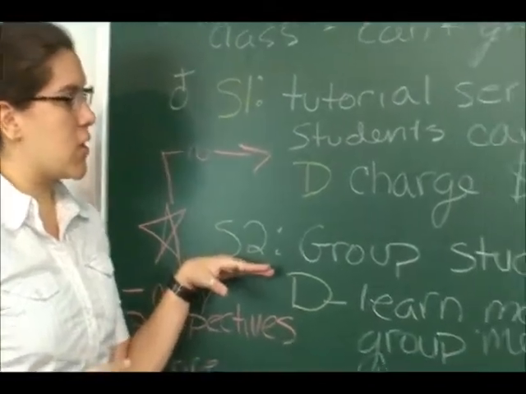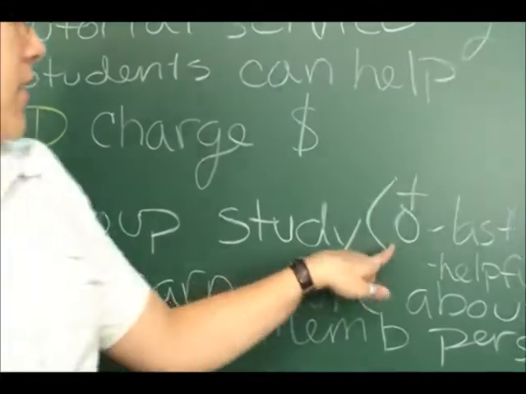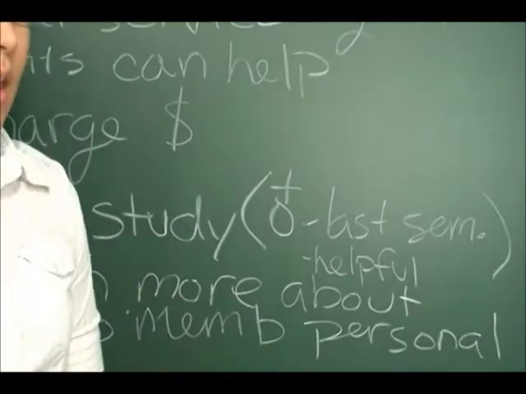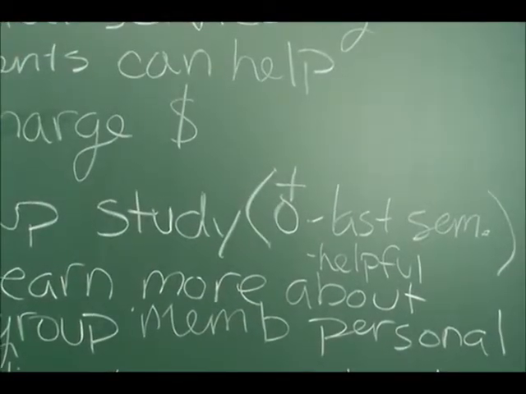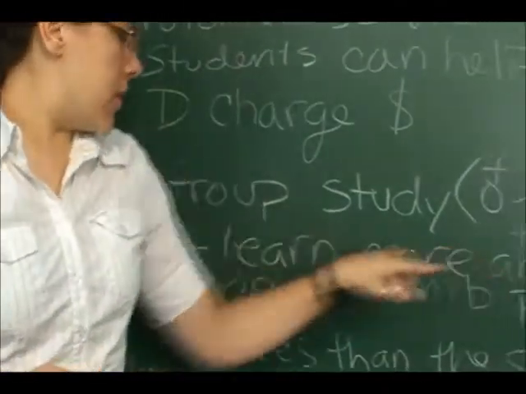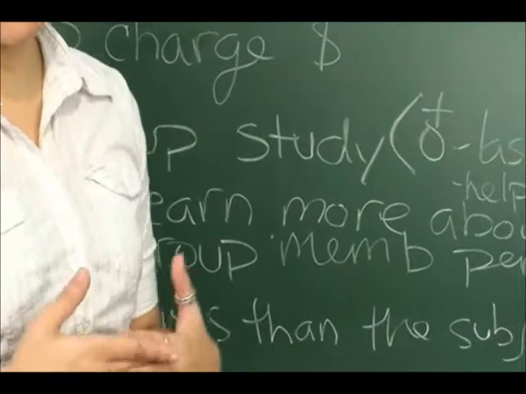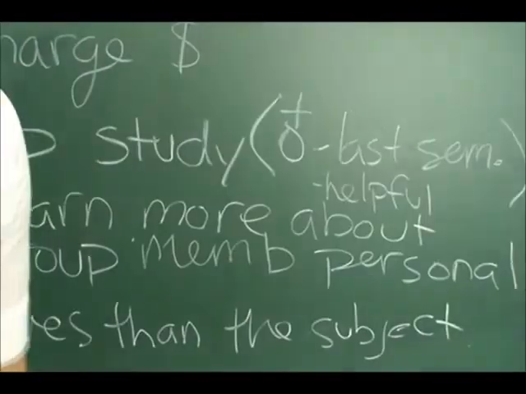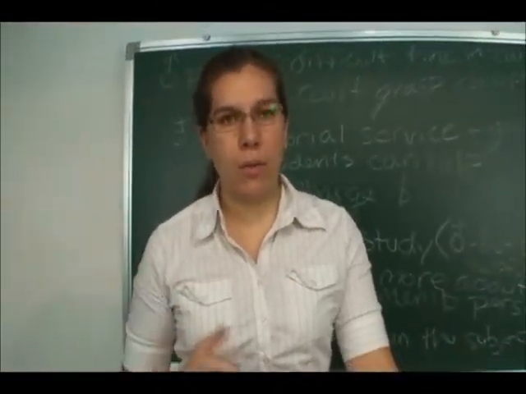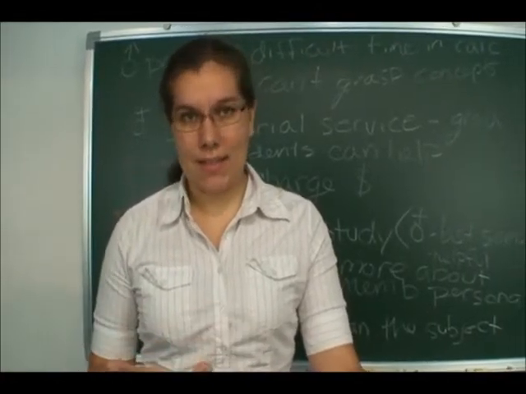The second solution is to do a group study, or a study group. Either way is fine. And the woman says that last semester she did a group study, and she found it very helpful. But the dilemma here is that the man is worried that in a group study he could learn more about the group members' personal lives than about the subject, which means that he's worried that if they get together they'll just start chatting and start talking about each other and about their boyfriend or dog or mom or whatever, and not about calculus. And that's a big risk if he needs to do well in his class.